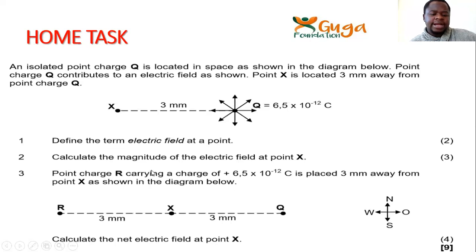A point charge R carrying a charge of 6.5 times 10 to the power negative 12 coulomb is placed 3 millimeters away from X, as shown in the diagram. So this is your X and this is your R here. Then calculate the net electric field at point X. Don't forget to convert the millimeters, and then this should be simple. And we are also given the direction here.